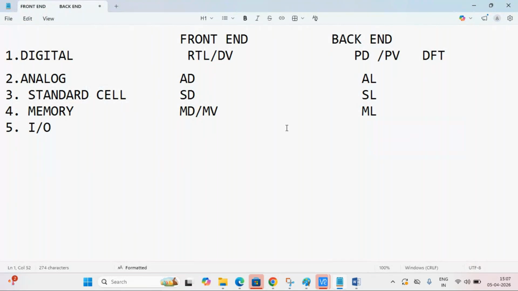Analog layout is the backend support. Mostly the dependency is on the analog design, memory design, standard cell design people and IO design people. So this is the front end guy. So we are in backend.